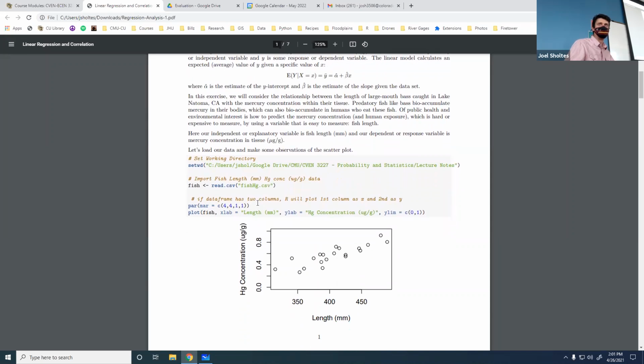Here's how I plotted the data. Just plot, right? The fish data is set up with just 2 columns in it. I set it up so that the first column is the length and the second column is the concentration. So if you tell R to plot a data frame with 2 columns in it, it'll give you something that works.